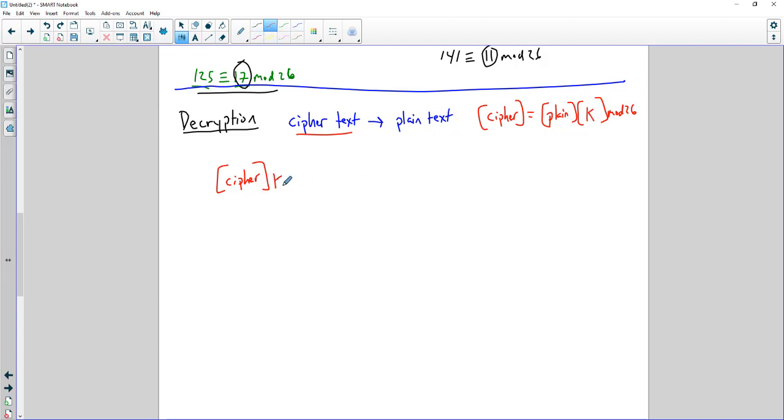So if I multiply the cipher by the inverse matrix of the key, this should equal, and I do this mod 26. I don't forget that. So important is the mod 26. That's actually one of the harder parts of this. Mod 26. Okay, this would equal your plain text.